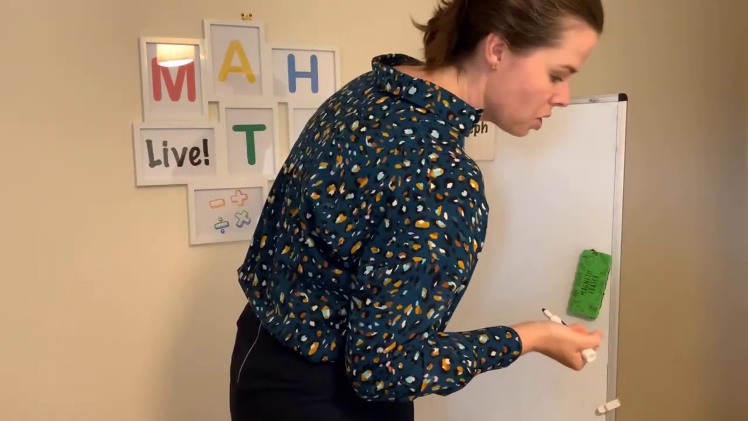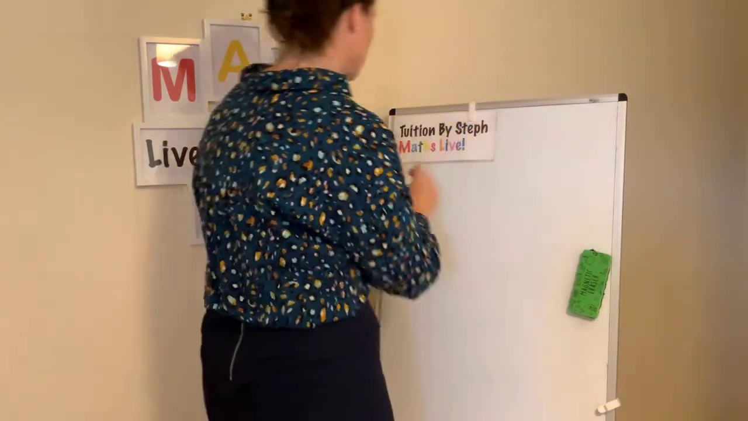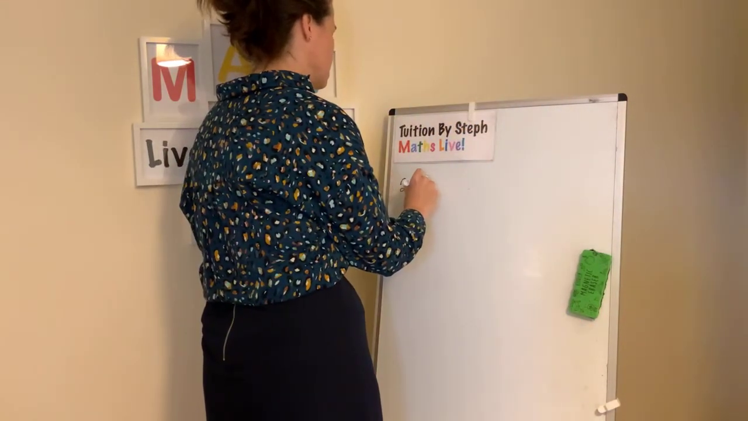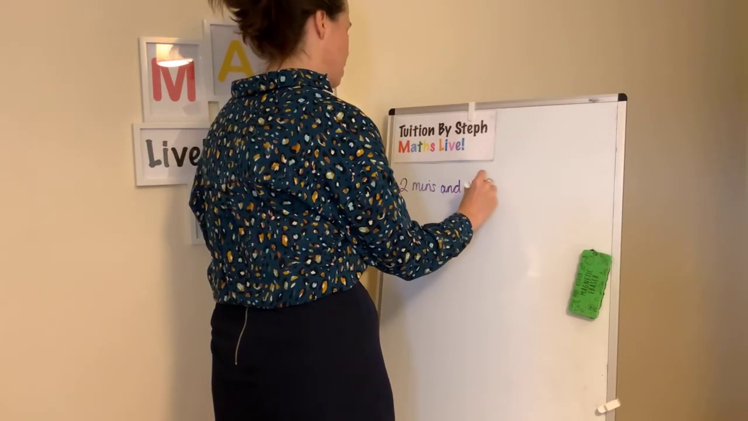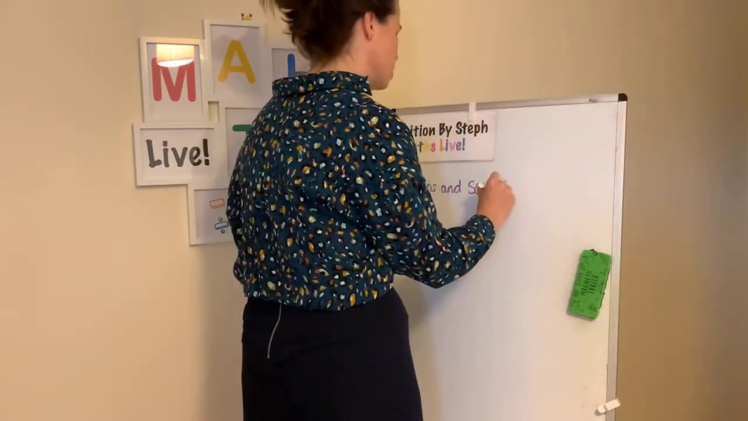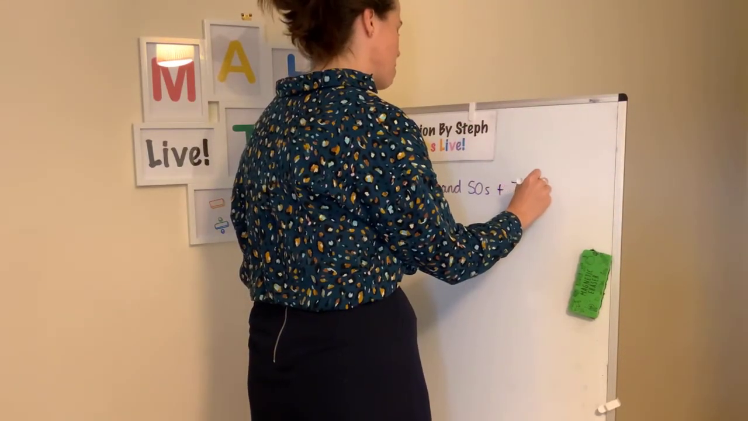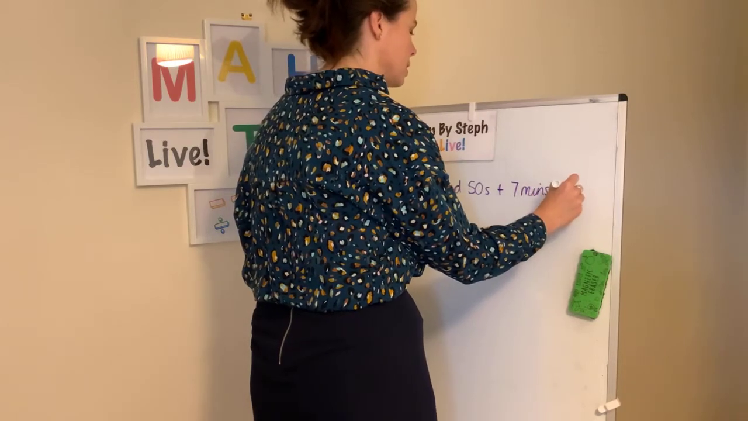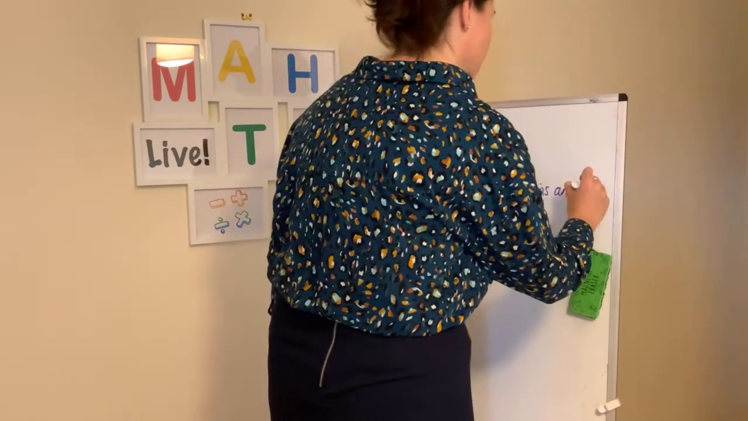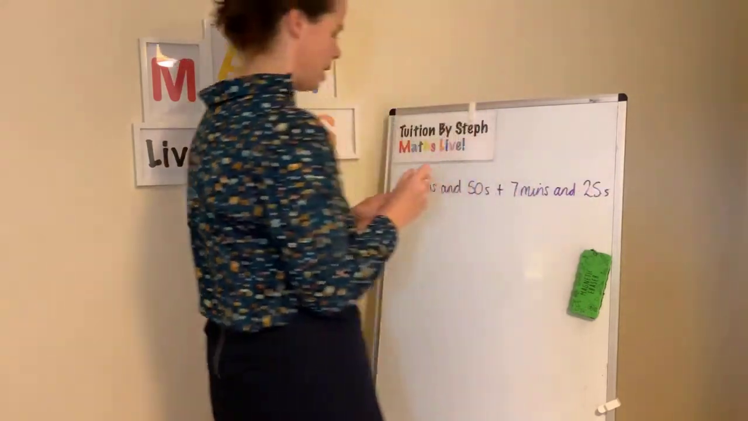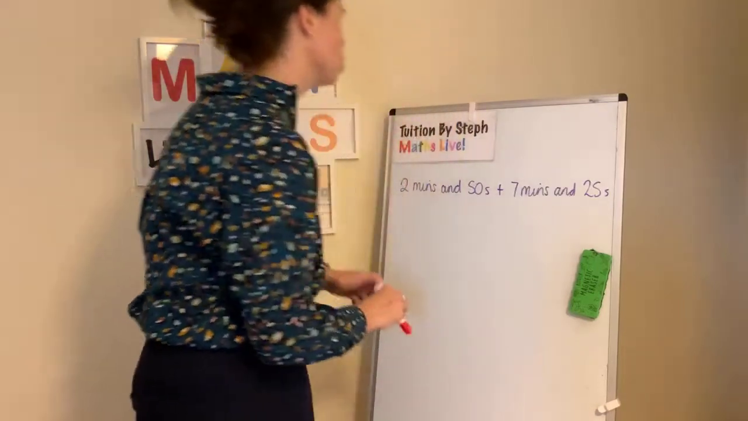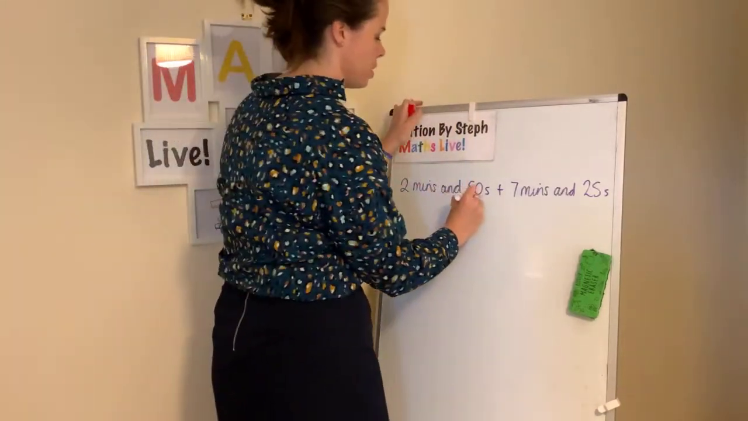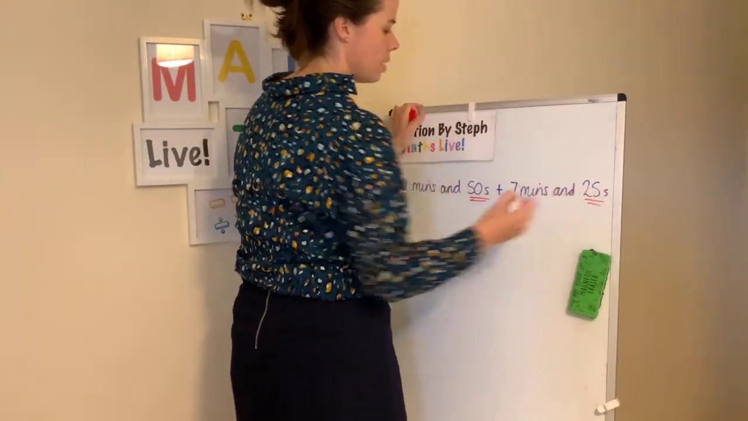If I show you another example, 2 minutes and 50 seconds, I'm going to put mins, and 50, I'm going to put S rather than writing seconds, plus 7 mins and 25. So I'm combining these two. So I'll do it the other way around this time, just to show you. I'll combine the seconds first. So we've got 50 and 25.